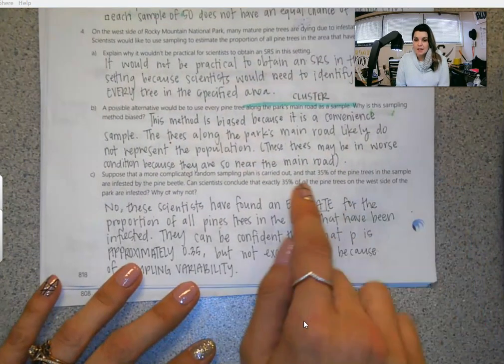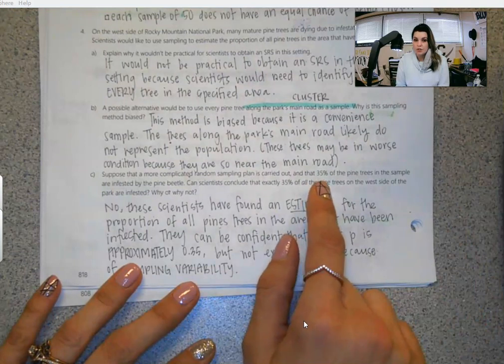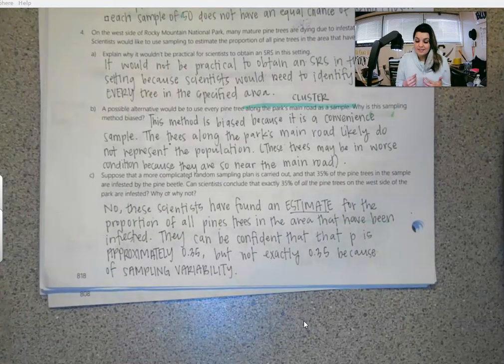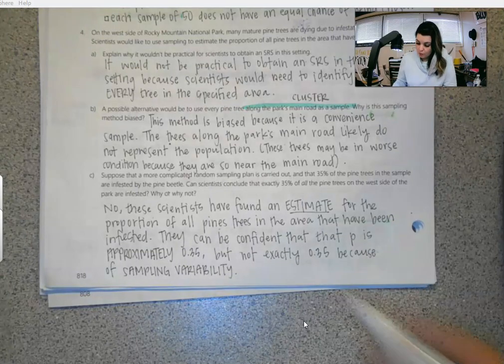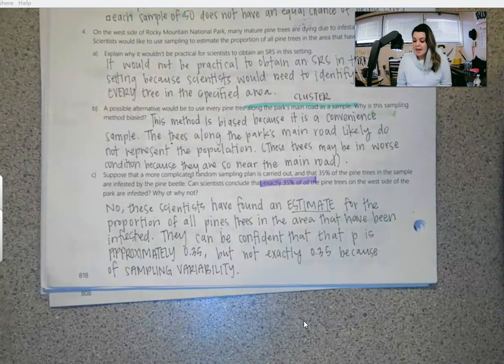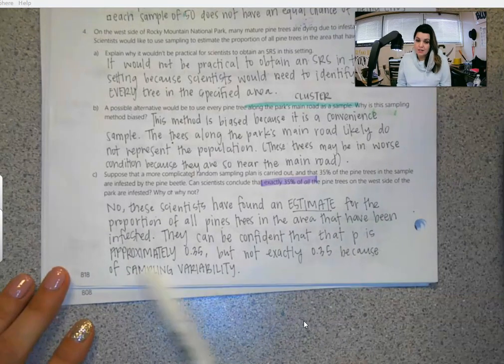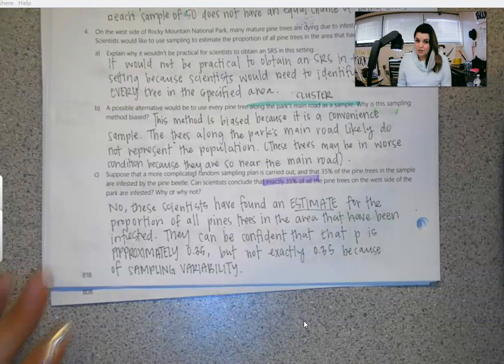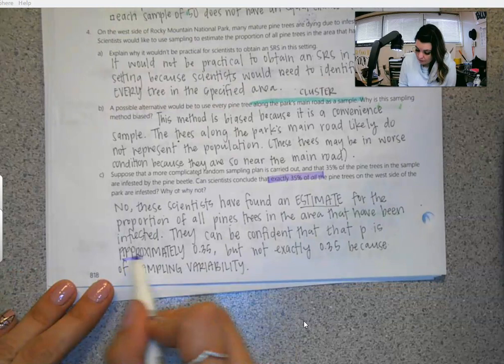Then lastly, the scientists get an estimate that 35% of these pine trees are infested with pine beetle. Can they conclude that exactly 35% of all the pine trees are infested? Well, no. These scientists have found an estimate for the proportion of all pine trees in the area that have been infested. They can be confident that p is approximately 0.35, but not exactly 0.35 because of sampling variability.